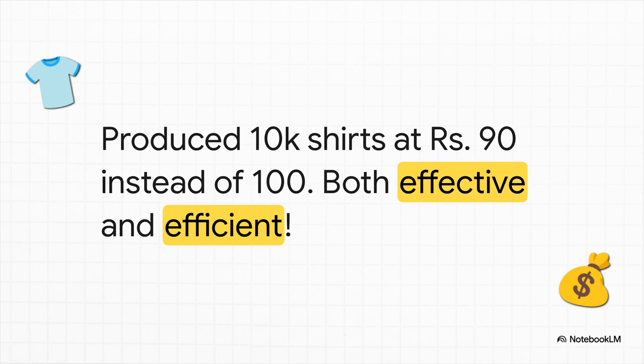To put that into perspective, let's look at a real-world example from our sources. Volvo Ltd. had a target: produce 10,000 shirts at a cost of 100 rupees per shirt. Well, the production manager hit that 10,000 mark, so they were effective. But they didn't stop there. They actually managed to produce them at just 90 rupees a shirt. Because they reduced the cost and used resources economically, they were also efficient. This right here is the absolute gold standard of management.